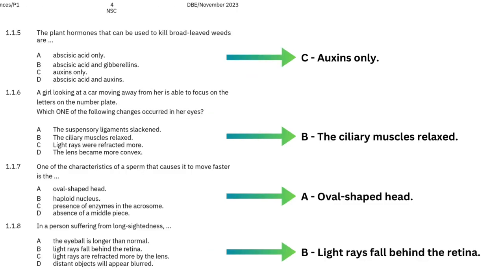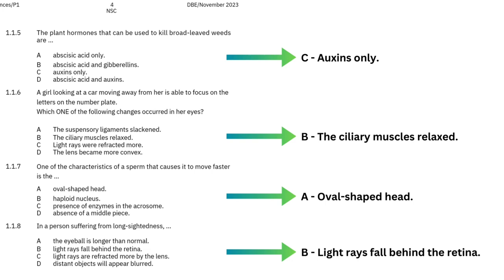Question 1.1.5. The plant hormones that can be used to kill broad-leaved weeds are A, abscisic acid only, B, abscisic acid and gibberellins, C, auxins only, D, abscisic acid and auxins. The answer is C, auxins only.